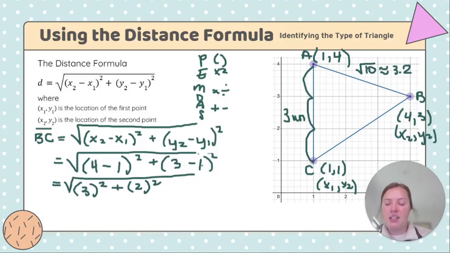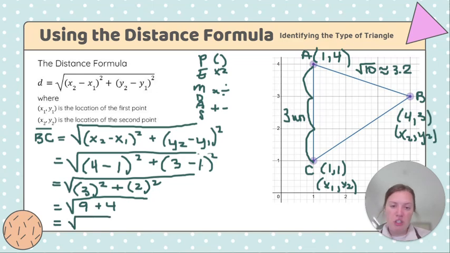PEMDAS then tells me that the next thing I want to do is my exponents. 3 squared is 3 times 3, which is 9. And then 2 squared is 2 times 2, which is 4. And now there's no multiplication, so we skip down to addition and subtraction. 9 plus 4 is 13. So this is the square root of 13 here.